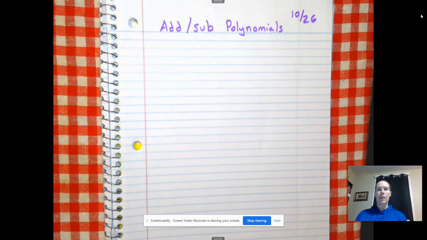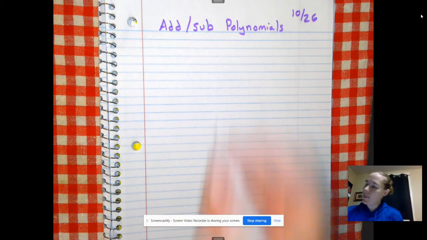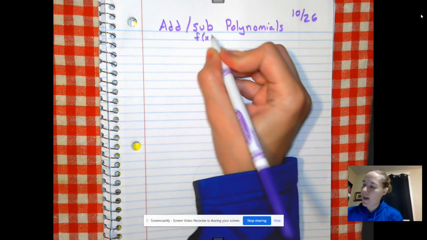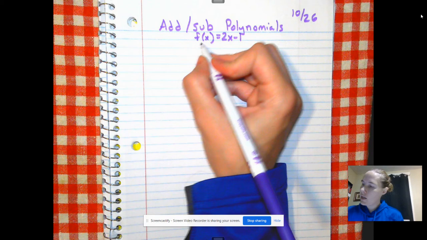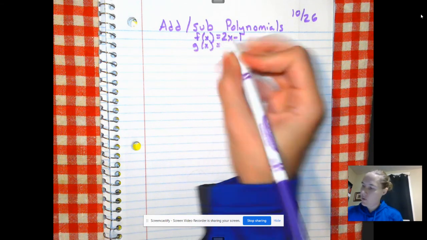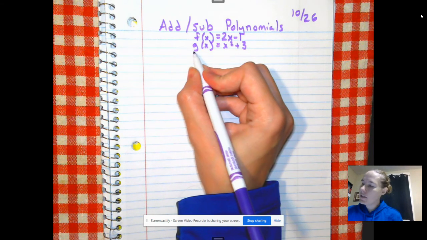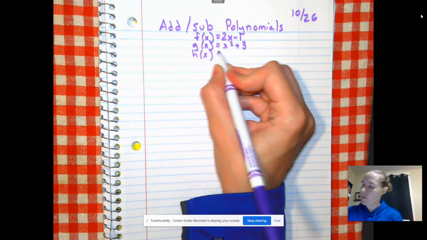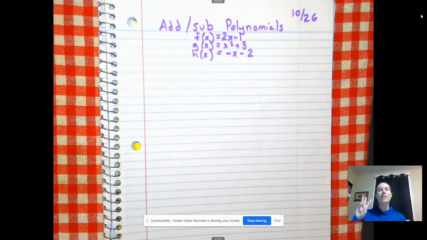So a polynomial is like a function, but this function has multiple terms. So that's why it says poly. So we're going to be using 3 functions for every single thing we do today. And these functions will be f of x equals 2x minus 1, g of x equals x squared plus 3, and h of x, which equals negative x minus 2. So these 3 functions we're going to use for the entire set of notes today.